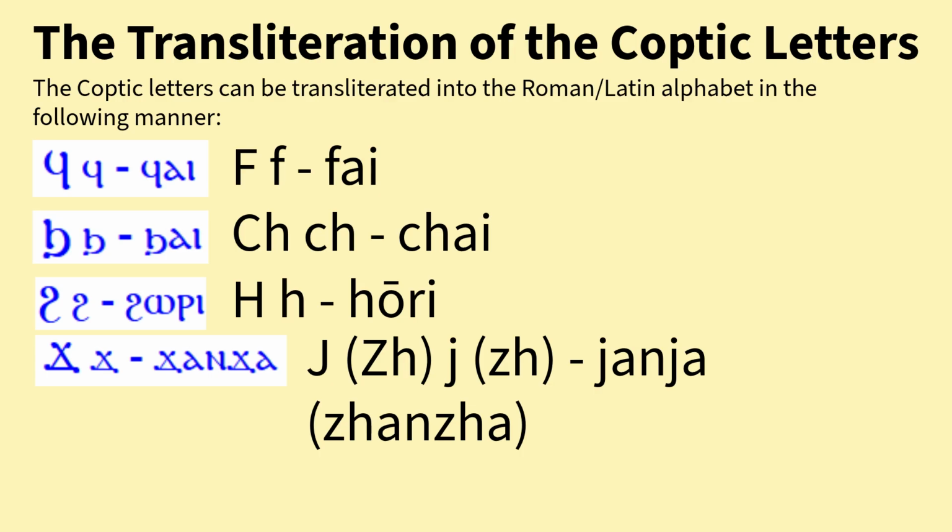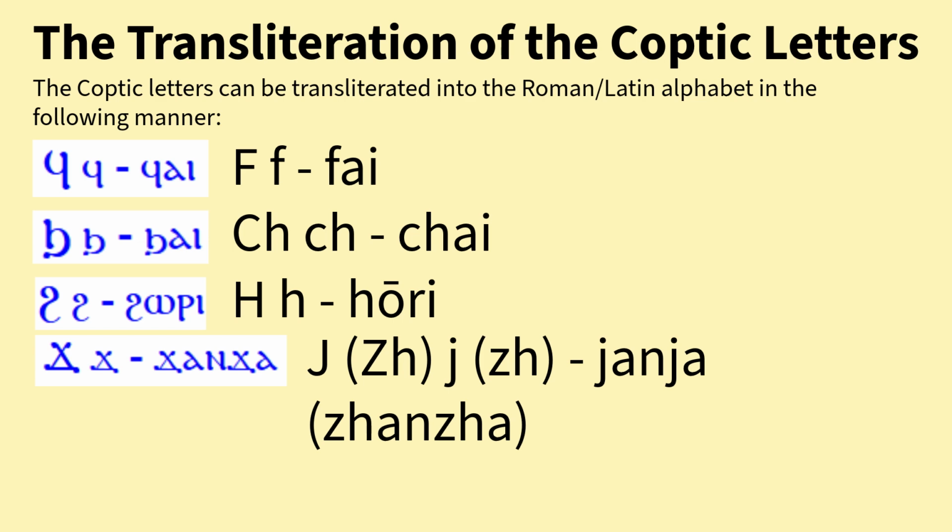We then have the Coptic letter, similar to the CH in the Scottish word loch, and it's never pronounced as ch, despite the transliteration here as CH. So despite its transliteration as CH, it is never pronounced like the English ch. We then have the Coptic letter hori, which is transliterated as H. And it's simply similar to the English letter H.